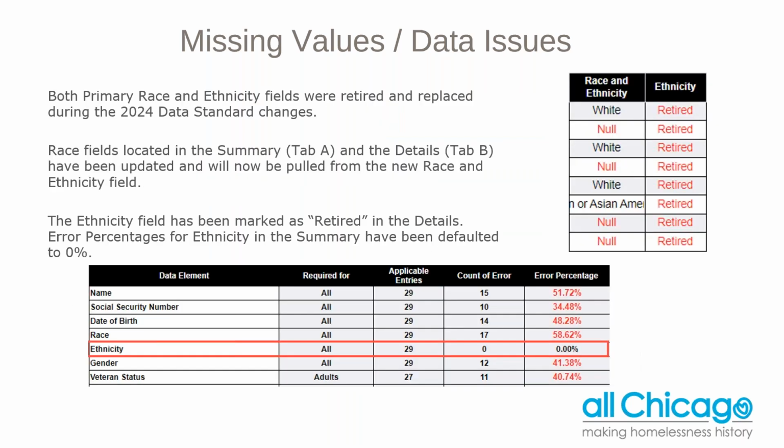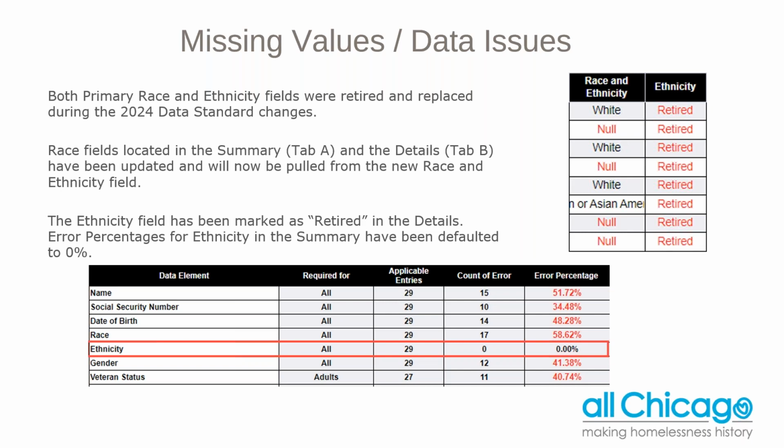So just to go into race and ethnicity. Both primary race and ethnicity fields were retired and replaced during the 2024 data standard changes. So the race field located in the summary tab A and details tab B has been updated and will now pull in the new race and ethnicity field. And the ethnicity field has been marked as retired in the details. In the summary, it's going to be represented as 0 errors as the count, and the error percentage will always be 0.